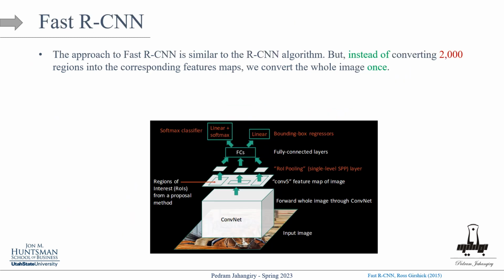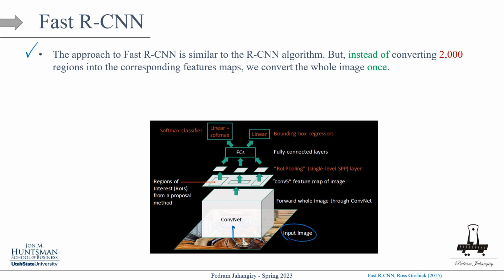The first improvement to RCNN is something called Fast RCNN. The approach is similar to RCNN, in that we are dealing with these ROIs, but instead of converting, let's say, 2,000 of those ROIs into corresponding feature maps, we're going to convert the whole image once. What does that mean? Remember, previously we used the image, came up with the ROIs, and passed the ROIs to the convolutional layers to get the feature maps separately. But now we're going to do it only once. We use the entire input image, pass it to a convnet, and come up with some high-level feature maps.